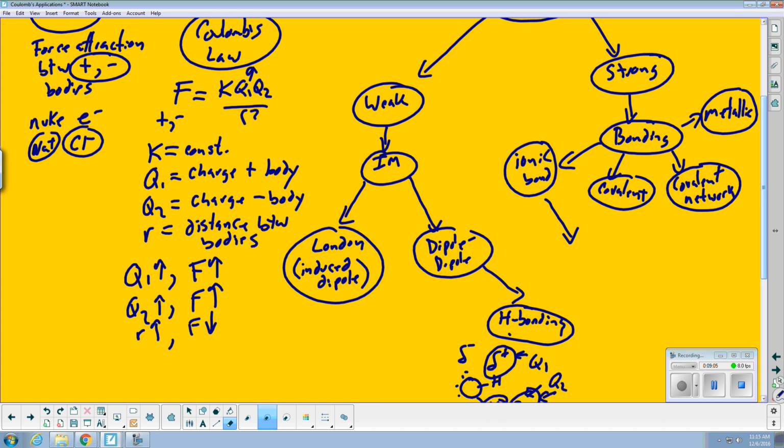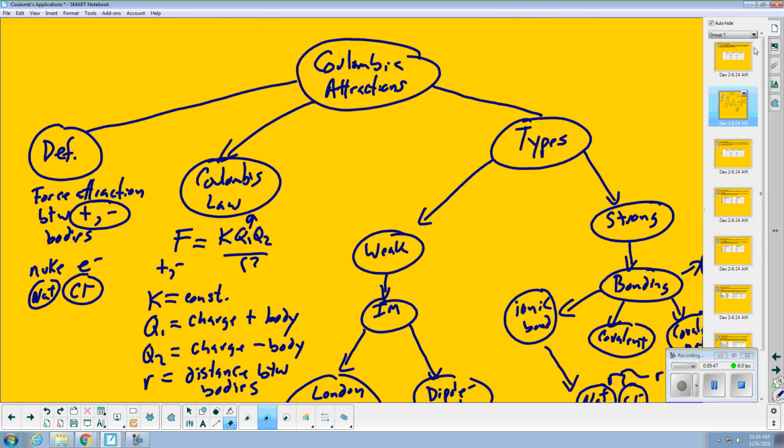In my ionic bond, what do I have? I have a cation, something like a sodium cation, and it is attracted to a negative anion. So here's my Q1, here's my Q2, and how close these can get is going to be my R. In all of these cases, we can explain certain aspects of the relationship using our Coulombic attraction. We'll get into this in a little detail, but first, let's go back to our question and let our questions drive this.